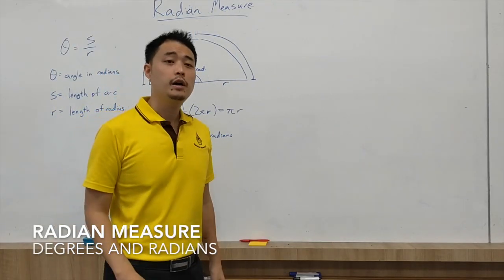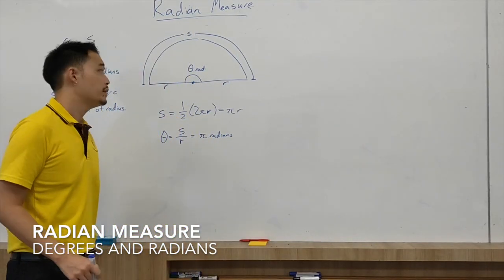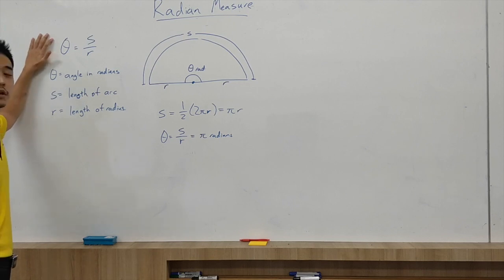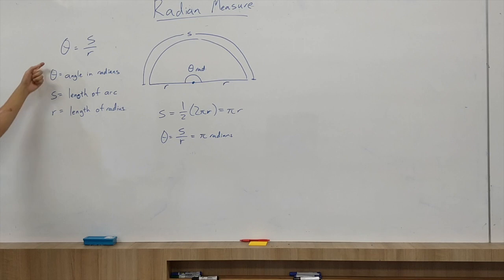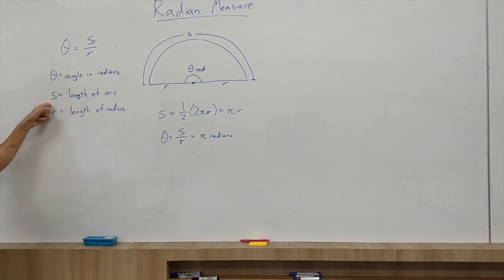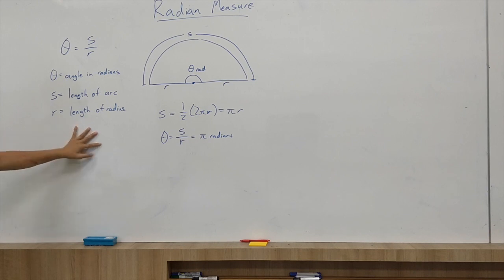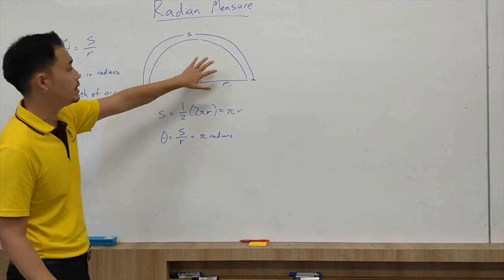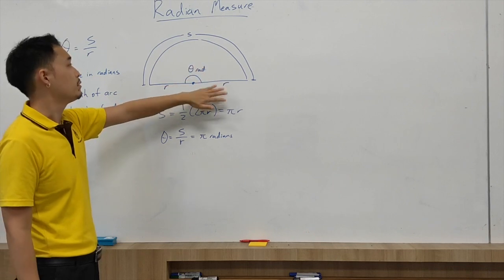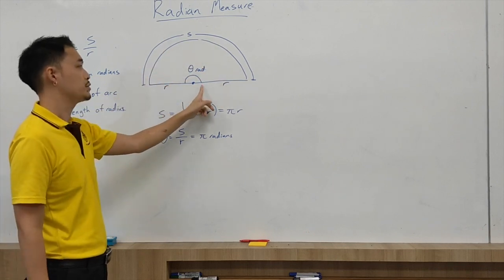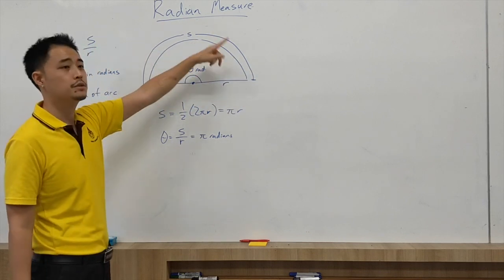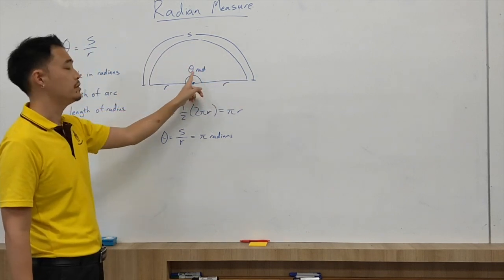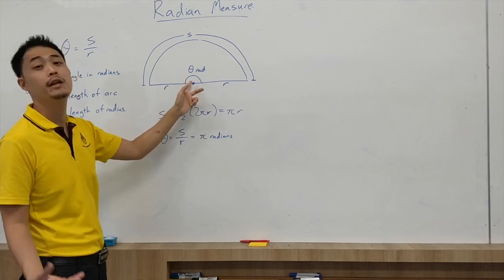Okay, so moving on, let's talk a little bit more about radians. Specifically, a general way to define a radian is theta equals s over r, where theta is the angle in radians, s is the length of the arc, and r is the length of the radius. So if we look at a very general example, this is one where we're looking at a half circle. The circle has a radius of r, and the length of this arc is going to be s. This is theta radians, or 180 degrees, as you can see.